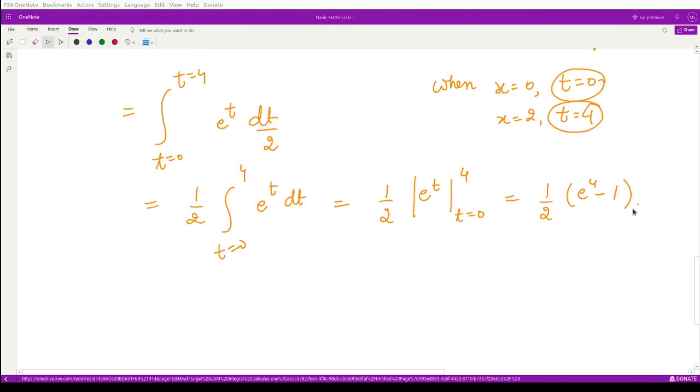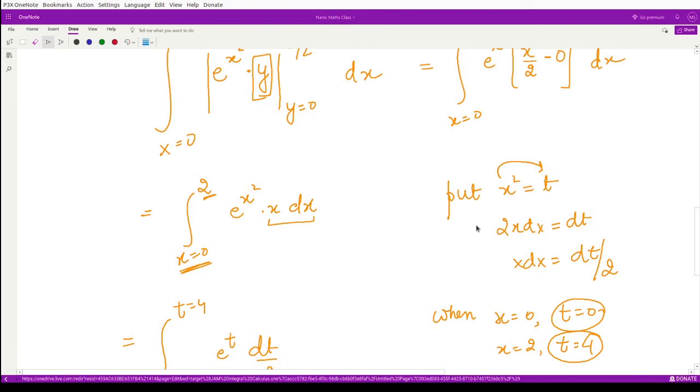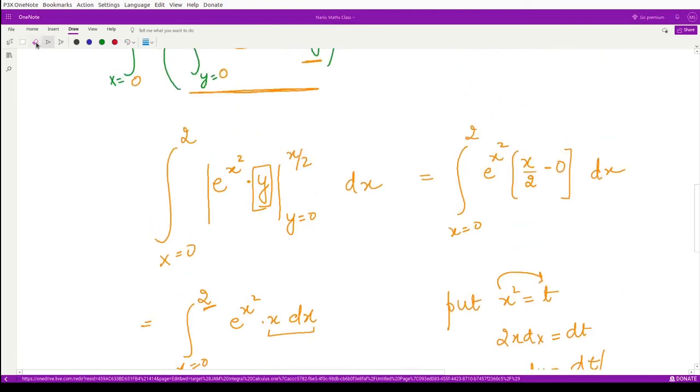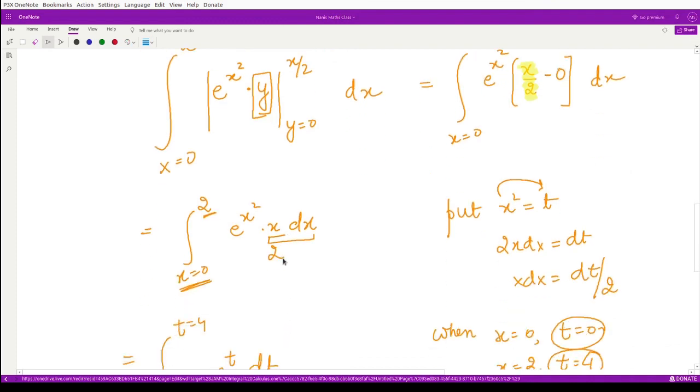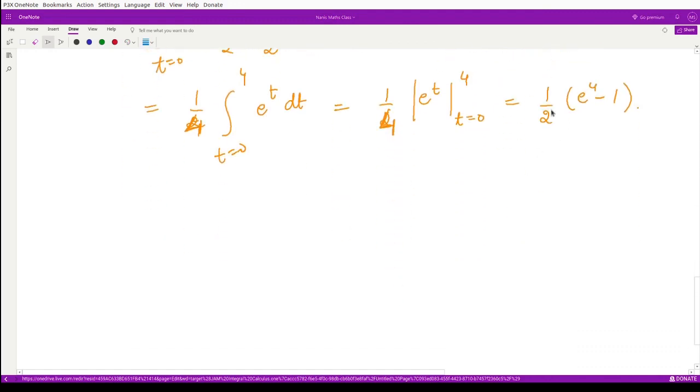I'm sorry, I just found one mistake over here. We had x by 2 over here, right? So that means I need to write 2 here divided by 2. So if I write 2 here, I will have 4 here. So by 2 and 4, this would be 1 by 4, right? So we have the final answer as 1 by 4 times e to the power 4 minus 1. So this is our final answer.